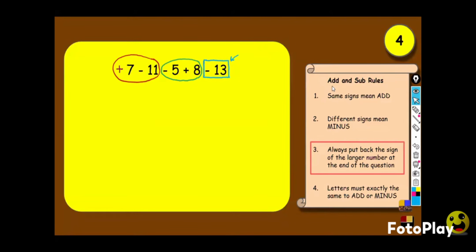So let's handle the red pair first, right? Look at this. The 7 is positive, and the 11 is negative. According to the rules, different signs mean minus. Minus 7 and 11. If you have 11 and 7 in your head and you minus those 2, you're going to get 4. And you always put back the sign of the larger value. The larger one here is 11 and the sign is minus. So when we squish the red pair together, we arrive at one answer, minus 4. So we simplified the red pair.